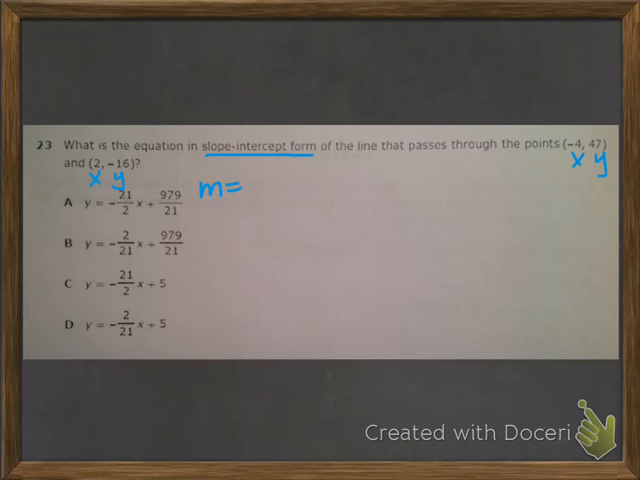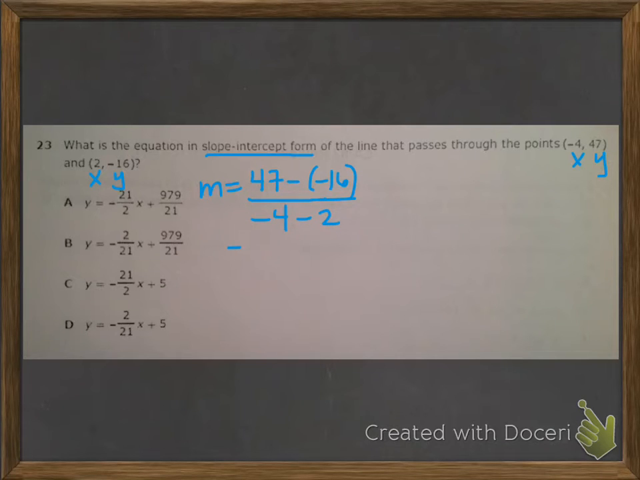You're going to subtract your y's in the top, subtract your x's in the bottom. Our y values, we've got 47 and -16. We could either do 47 minus -16 or -16 minus 47. Choose one of those ways. However you choose, you want to be consistent with the order that you subtracted when you get to the x's in the denominator. So I'm going to choose 47 minus -16. So in the bottom, I need to do -4 minus 2.